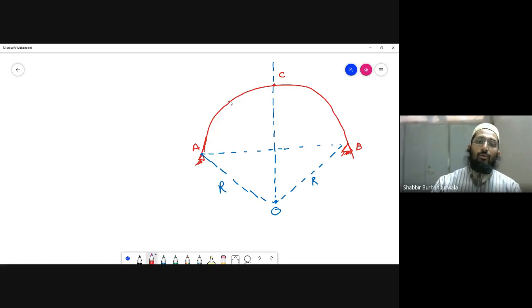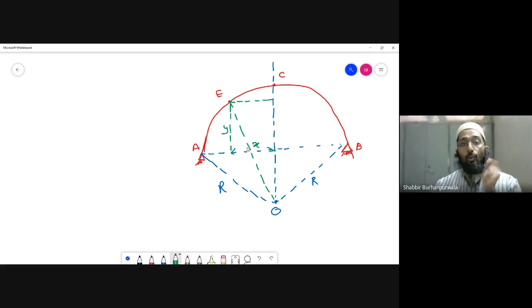Suppose I am considering a point over here. This point is E. For this point, let us have a few construction lines. Okay, so this distance of point is y and this distance is x. Now try to understand the only change in sign convention that we are going to do right now is that we'll consider the distance of that particular section.